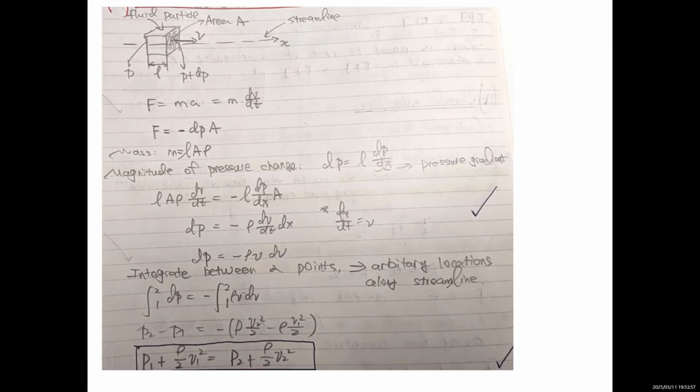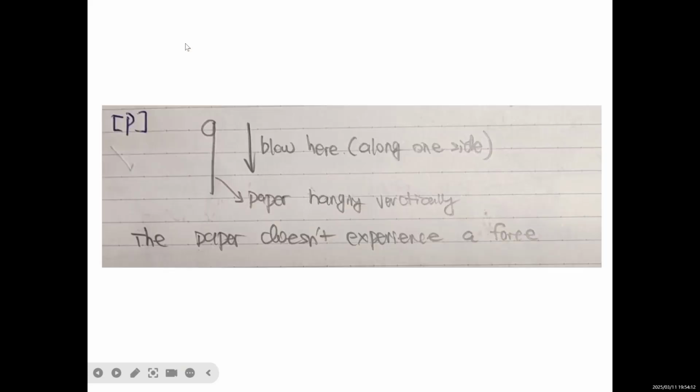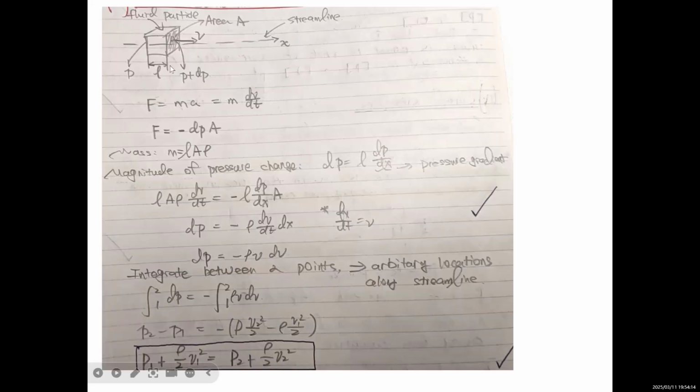There's only force due to pressure difference acting on the particle of fluid, and the fluid has to be flowing steadily. I'm going to derive the famous Bernoulli's equation for you. As you can see here, it's a particle of fluid with cross-sectional area A, which is perpendicular to the streamline. And remember that a streamline is the path of a particle in a fluid.